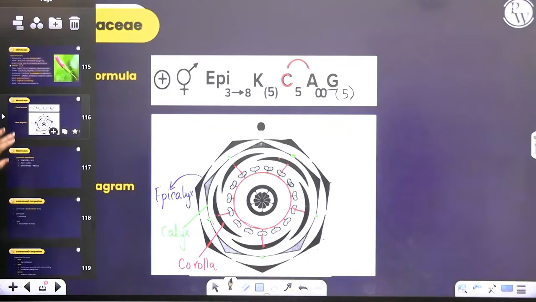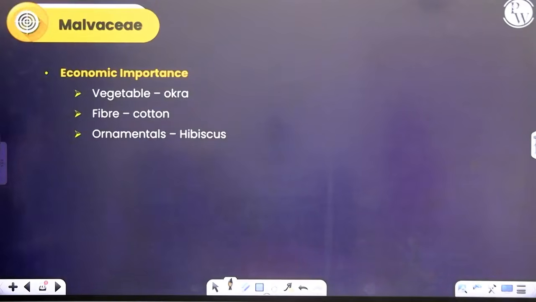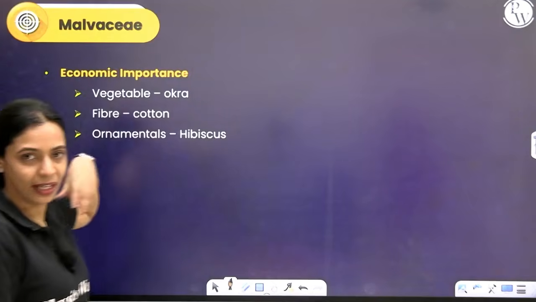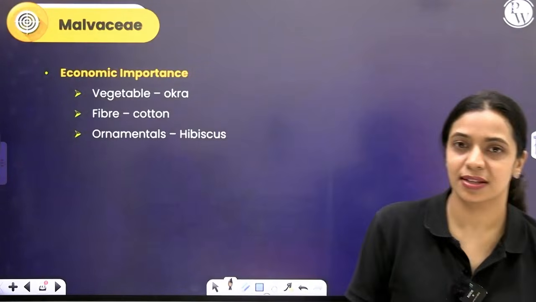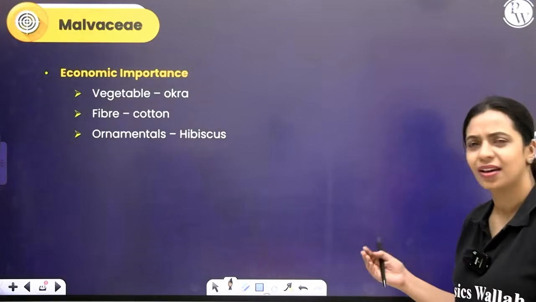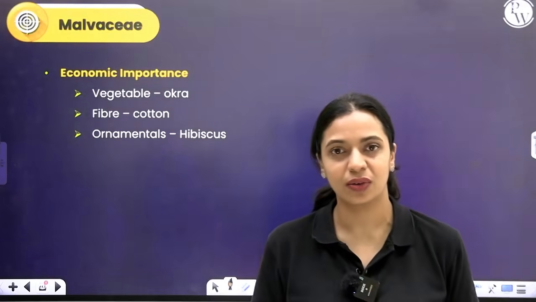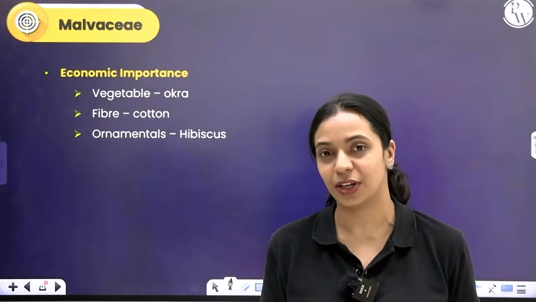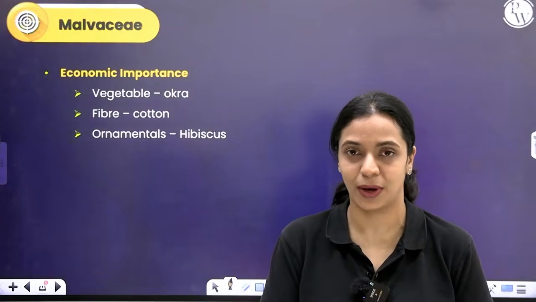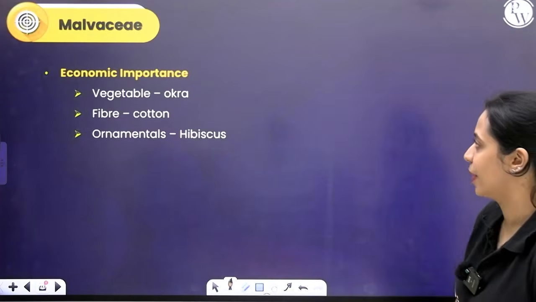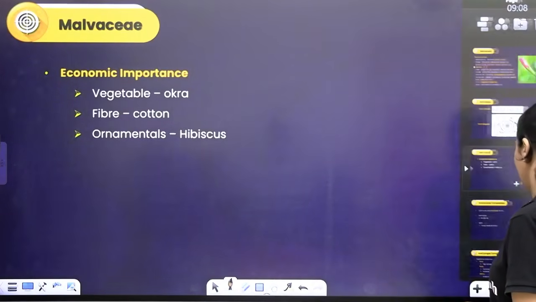Talking about the economic importance, lady's finger or okra, used as a vegetable, belongs to the same family. Cotton, that we obtain fiber from for our clothes, is from the same family. Hibiscus plant, as we all know, is very pretty. It produces very pretty flowers, so it can be used as an ornamental plant. This is some of the economic importance of the family Malvaceae.